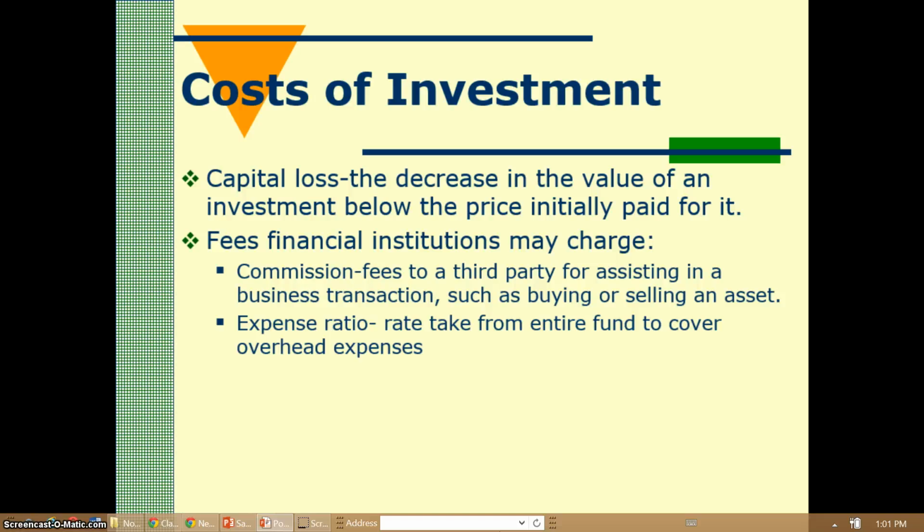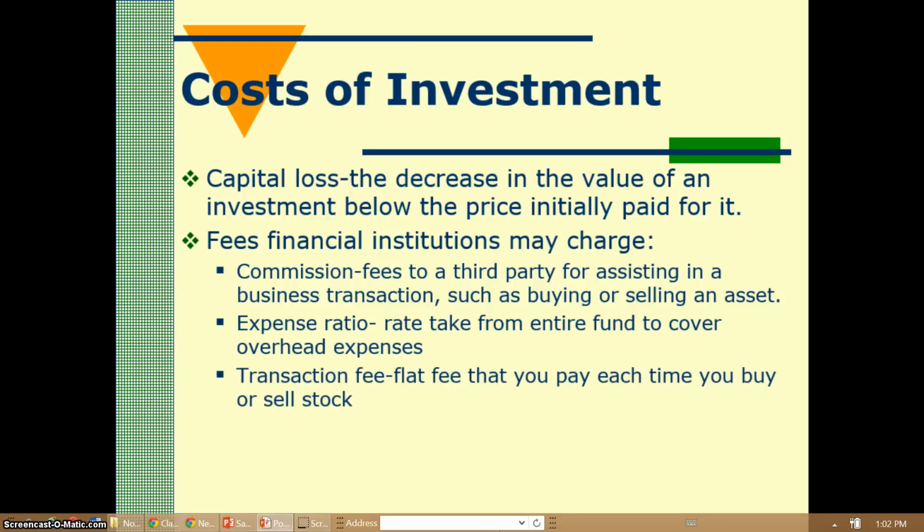When you deal with not money market accounts, but mutual funds, there's an expense ratio, and that's a rate that's taken to cover the entire fund to handle overhead expenses. A transaction fee may just be a flat fee just to do the transaction. So if you wanted to buy or sell a stock on E-Trade, they charge you $15 just for that transaction.